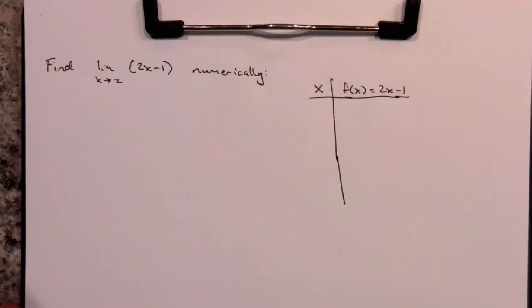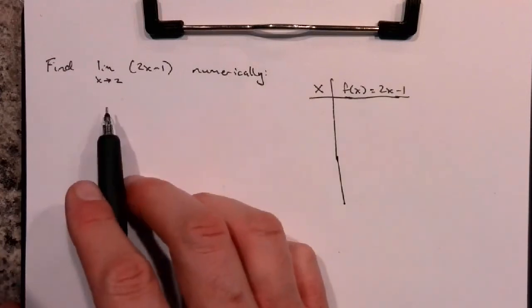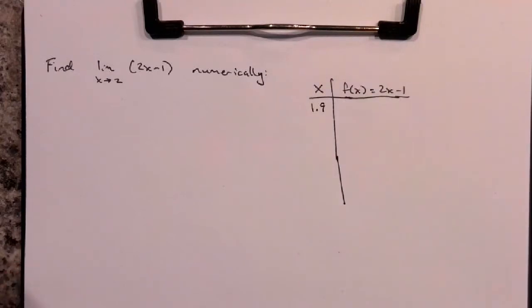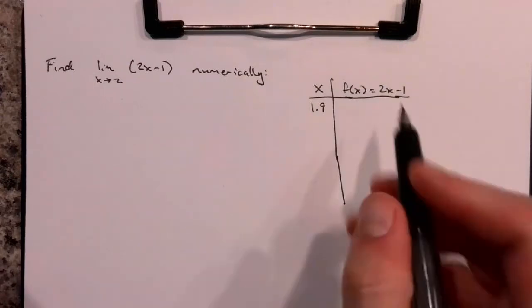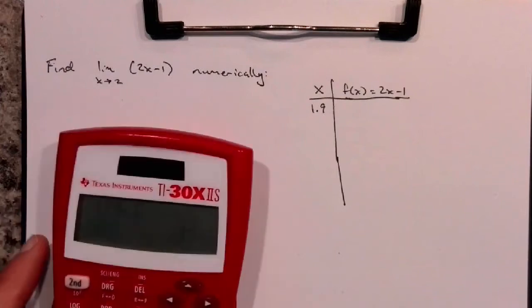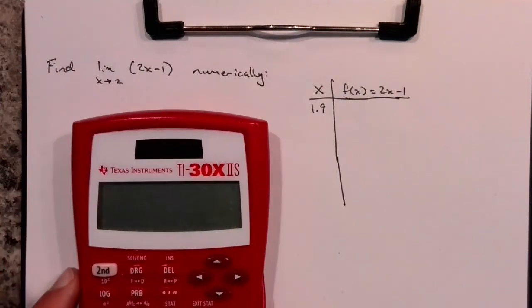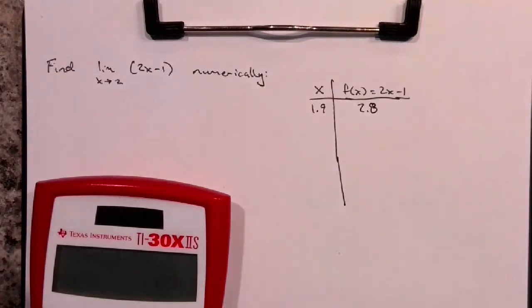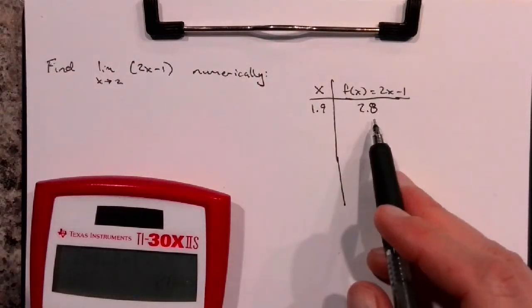Well, you don't want to use like 0 and 1. You want values that are very close to 2. So suppose we said x was like 1.9. Because remember, we don't care what happens exactly at x equals 2. We just care about what happens as you get close to x equals 2. So let's say it was at 1.9. What you're going to do is take 2 times 1.9 minus 1, and if you did this on your calculator, you get 2.8. Now 1.9 is an x value close to 2. The y value you get out is 2.8.